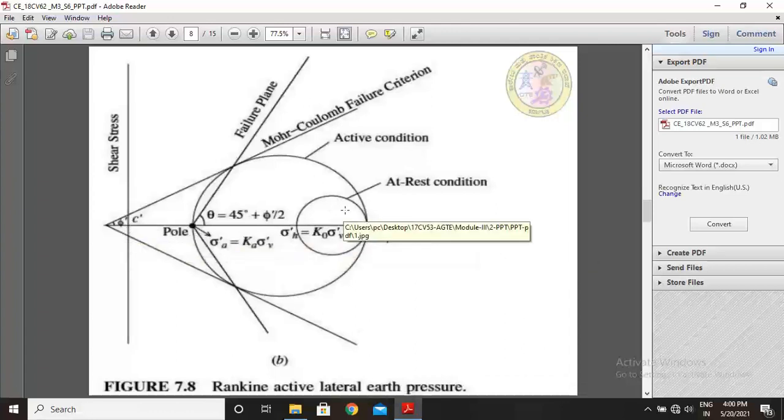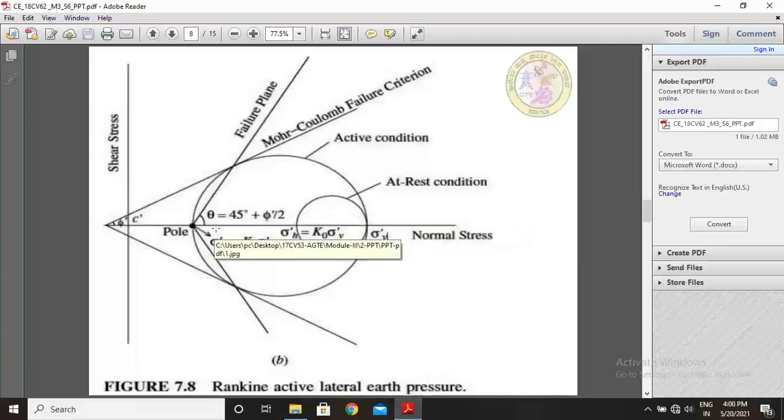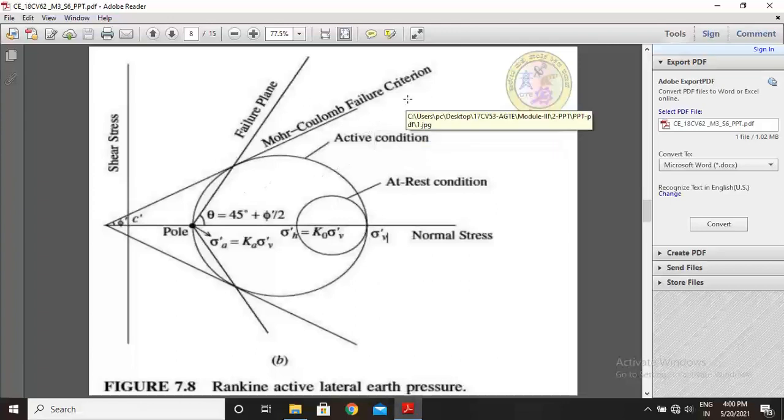We are plotting the Mohr circles and we are getting the failure planes. From here to here is the pole, and here to here we are calculating considering the distance sigma dash h. This circle is at rest conditions and this circle is active conditions. This angle is theta equal to 45 plus phi by 2, and we are locating this as a failure plane. This is the main Mohr-Coulomb failure criterion, that is tau f equal to c plus sigma tan phi.